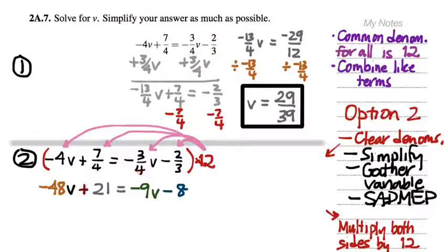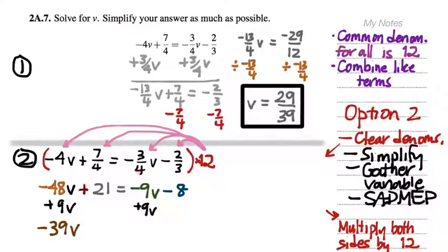I tend to like to have all my v's on the right side. That's just a weird preference of mine. You can feel free to disagree. But I'll just add 9v to both sides. And on the left-hand side, that gives me negative 39v plus 21.